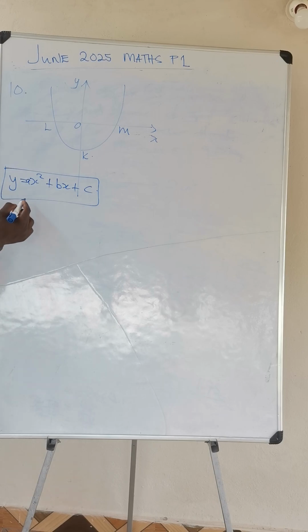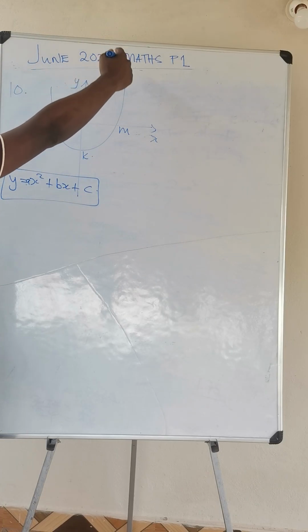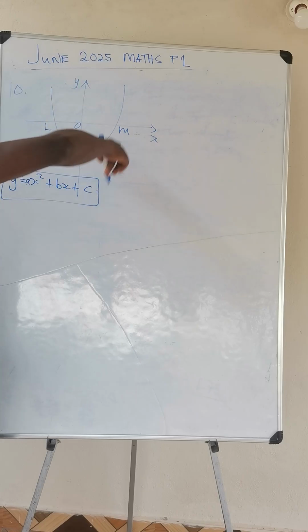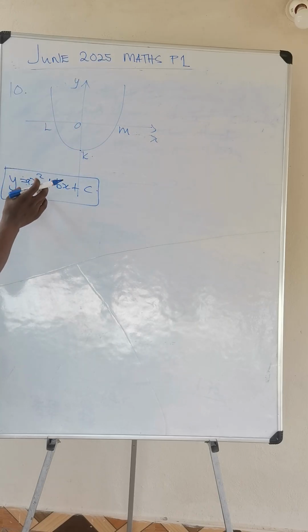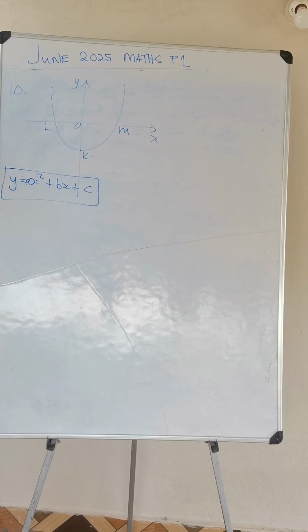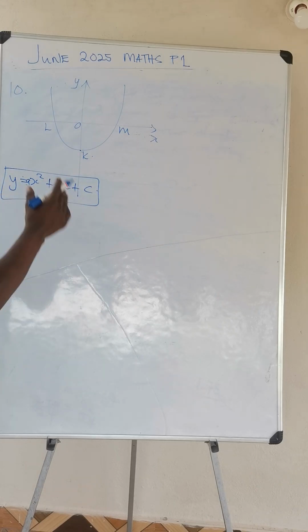Okay, so if the coefficient of x squared is positive, we get a graph with a shape like this one. So it has a minimum turning point. This one is the turning point. Okay, if it is negative, the graph will be like this. So it will have a maximum turning point. So at a turning point, the value of x is 0. Then when our graph cuts the x-axis, the value of y is equal to 0.